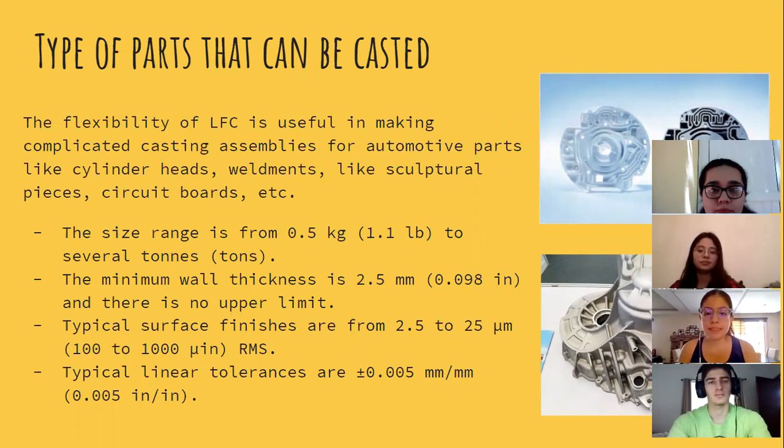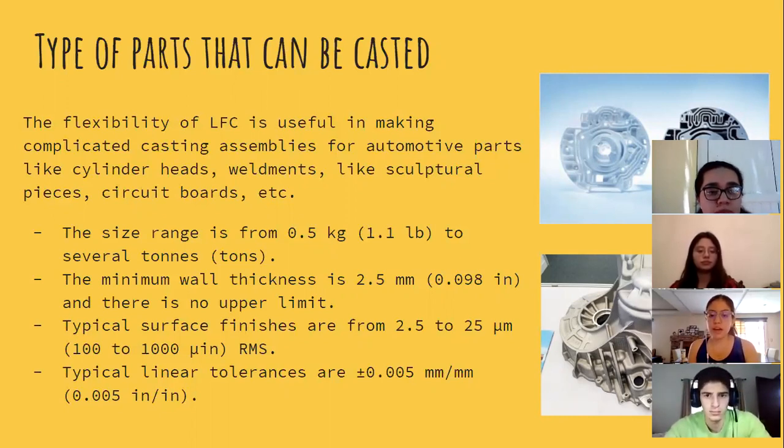The types of parts that can be cast have a lot of flexibility. It is useful in making complicated casting assemblies for automotive parts like cylinder heads, weldments, sculptural pieces, circuit boards, etc. The size range is from 0.5 kilograms to several tons. The minimum wall thickness is 2.5 millimeters and there is no upper limit. Typical surface finishes are from 2.5 to 25 micrometers, and the typical lineal tolerances are plus or minus 0.005 millimeters or inches.